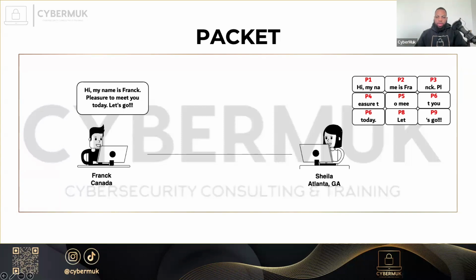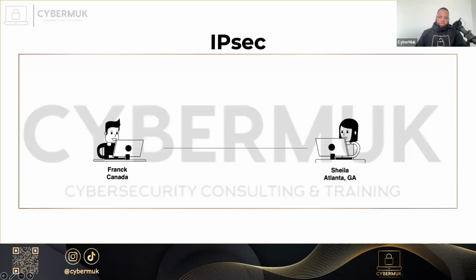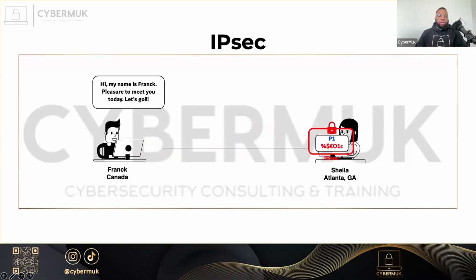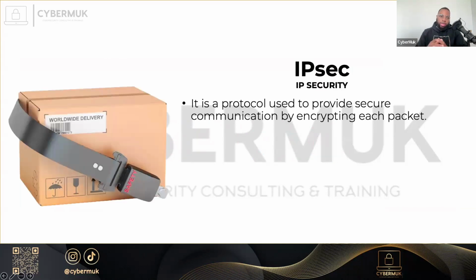That's a packet. Now, we said IPsec is used to provide secure communication by encrypting each packet sent in a network. So this is what happens. Now, the packet is encrypted. So a hacker cannot make sense out of this and cannot extract a packet and read the communication because it will not make sense to the hacker. But at the destination, Sheila will still read the message normally. So IPsec protects internet packets.